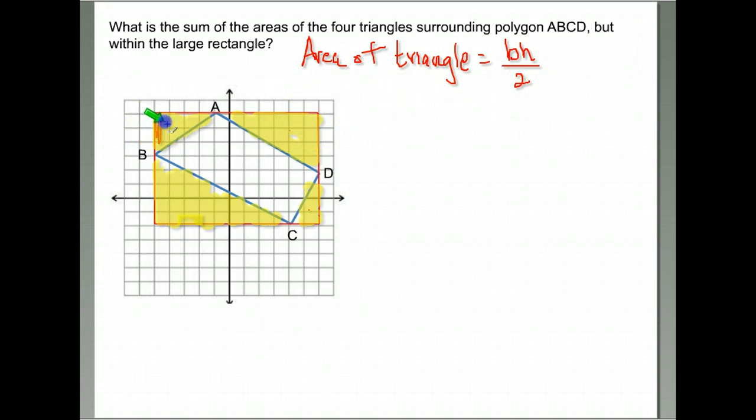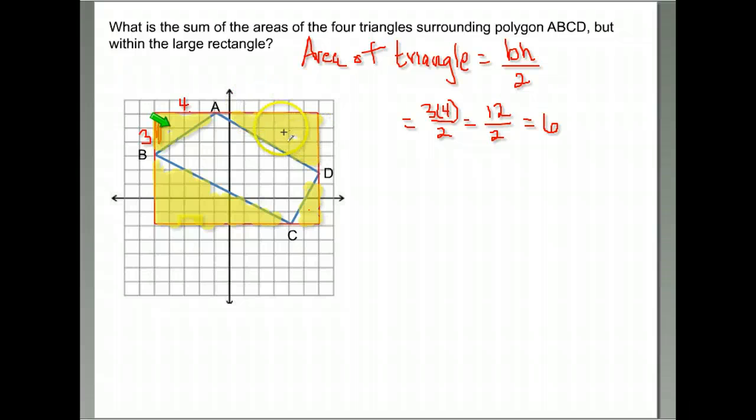Okay, so let's first look at this triangle here. Base and height. Count the squares. How big is the base? It's 1, 2, 3 squares. Count this one. 1, 2, 3, 4 squares. This is a 3 by 4 triangle. So that first triangle, its area is going to be 3 times 4 divided by 2. 3 times 4 is 12, and 12 divided by 2 is 6. So this upper left-hand corner triangle has an area of 6.